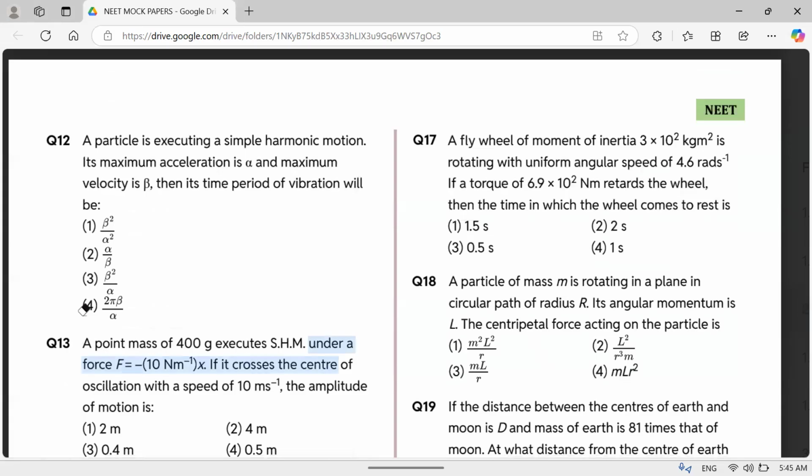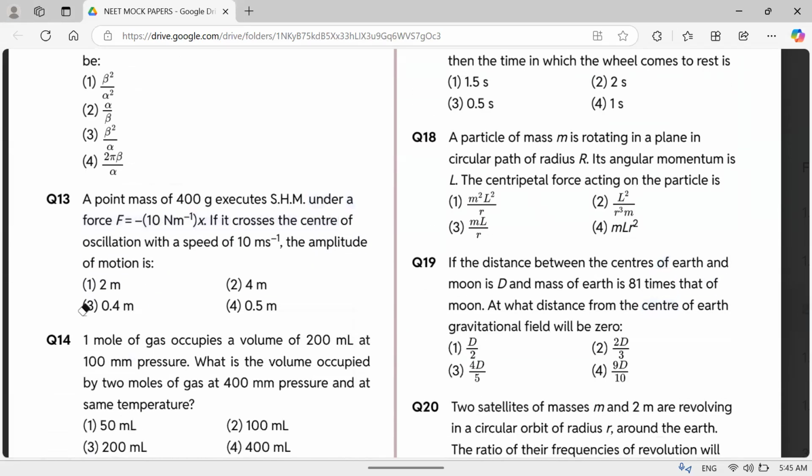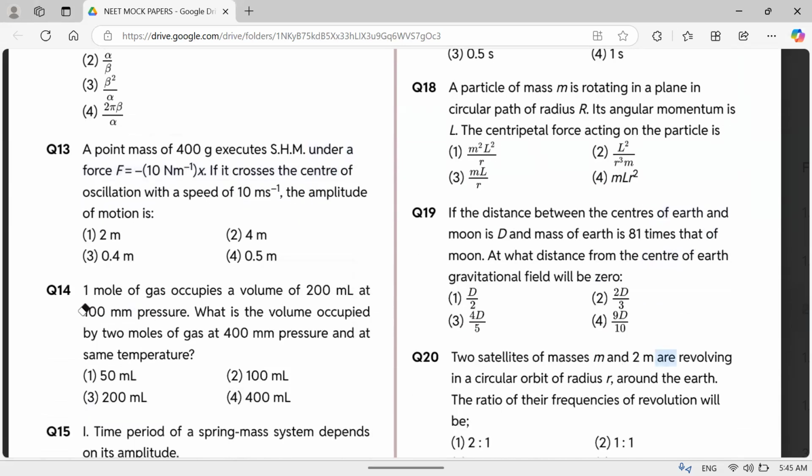Next one is moment of inertia, and this is your rotating. I have not done that one. Gravitational field, question number 19. Faster, anyone? If the distance between the center of the Earth and Moon is capital D and the mass of Earth is 81 times that of the Moon, at what distance from the center of the Earth will the gravitational field be equal to zero? Anyone? If you tell me the answer. I told you while teaching gravitation also the shortcut formula for how to calculate the net field to be zero. Net field is zero means just equate both the forces. How much? Hmm? How much, beta?